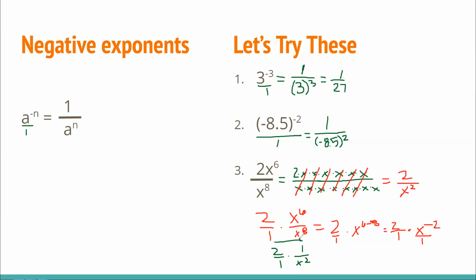Now I can just multiply straight across. So I've got 2 times 1, which is 2, and I have 1 times x to the second. So x to the second is going to go on bottom, and that is going to be my final answer. It matches up exactly with what we had before.